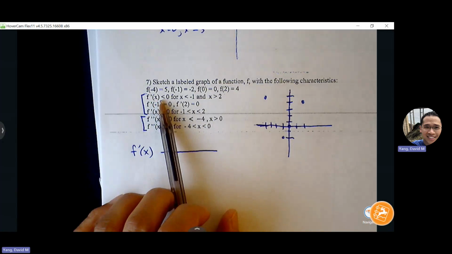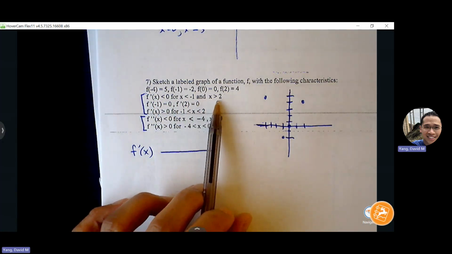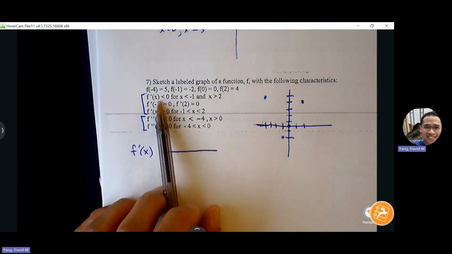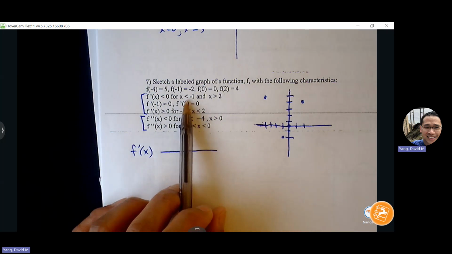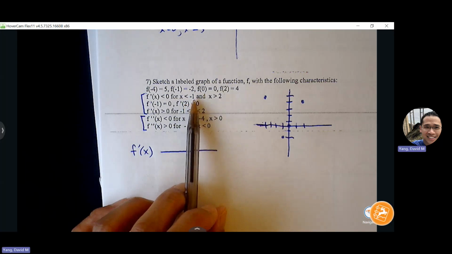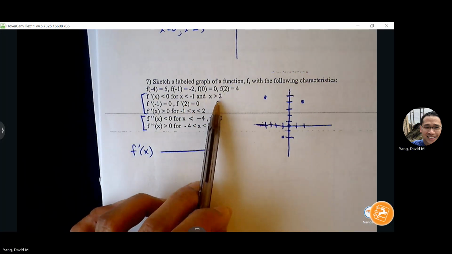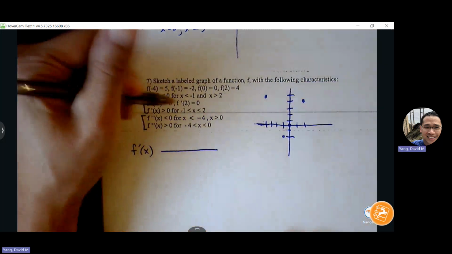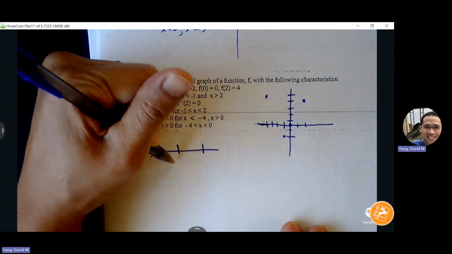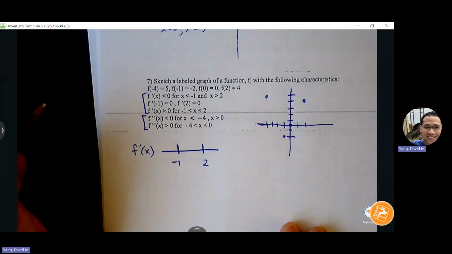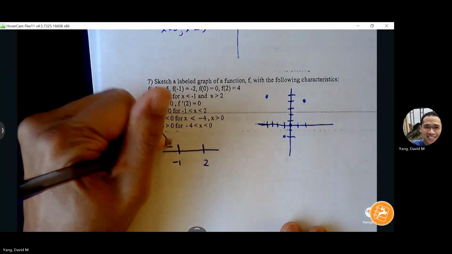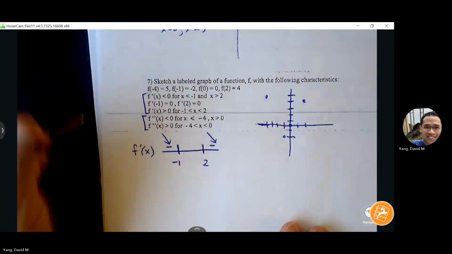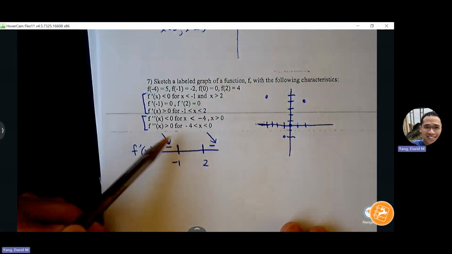So what does the first statement say? F prime of x is less than zero for x is less than negative one and for x greater than two. Can you phrase that a different way? Yeah, another way to say less than negative one is to the left of negative one. Okay, and then where else? So you know that those are your critical points, right? Because you know that those are boundaries. So you can go ahead and place negative one and two onto your F prime sine line. And we can say negative slope to the left of negative one and to the right of two. Okay, does that make sense? Converting that statement into something that's visual.